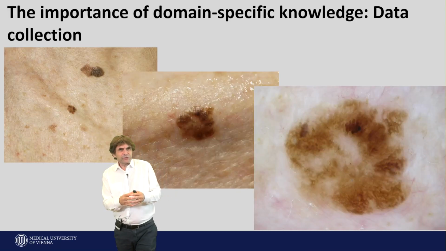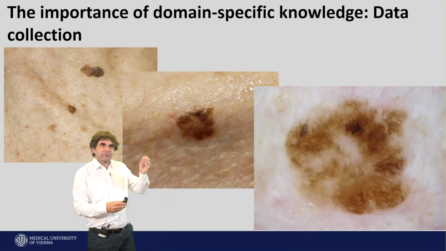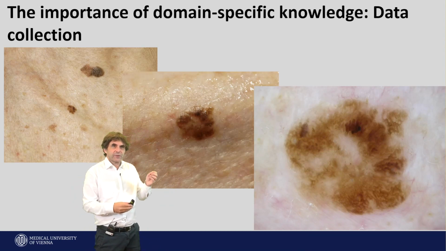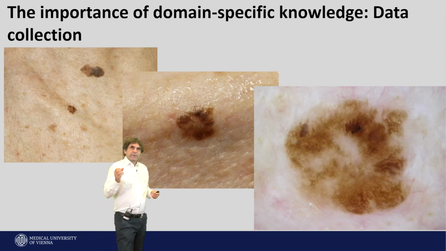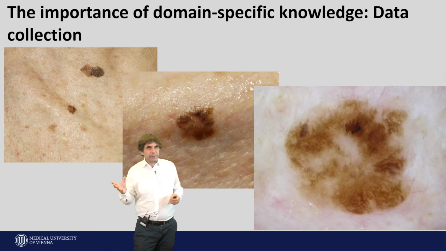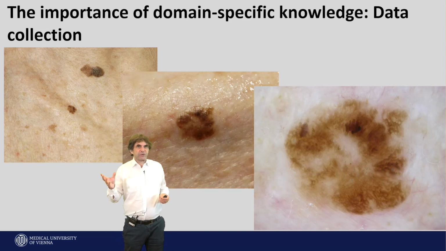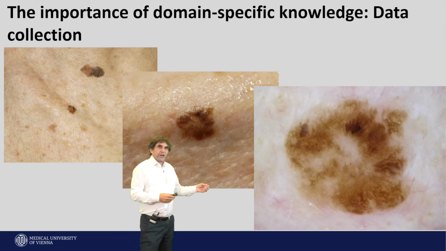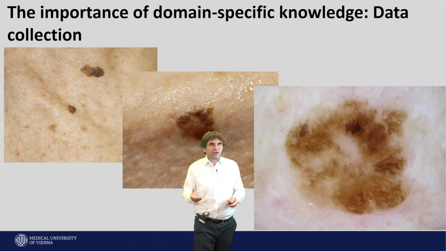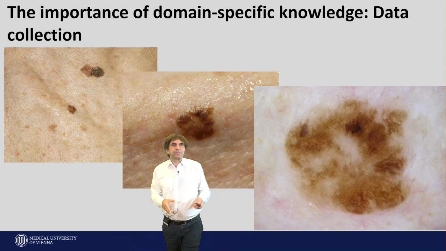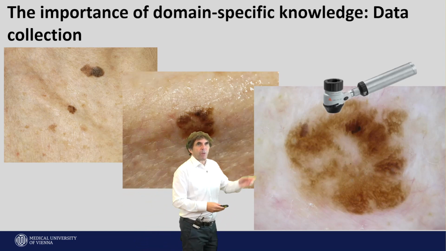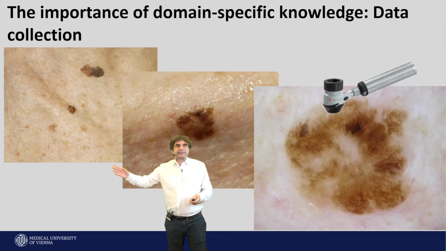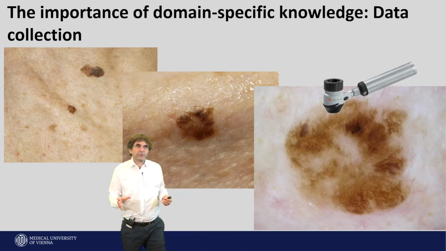Now, the next thing I want to discuss is the importance of domain-specific knowledge when it comes to data collection. The very first step of creating a model. In skin cancer diagnosis, we deal with images, and these images come in different flavors. We have overviews, we have clinical close-ups, and we have dermatoscopy images, which have the highest magnification. And dermatoscopy images are the only ones that require a specific instrument. And these different images have different kinds of problems.